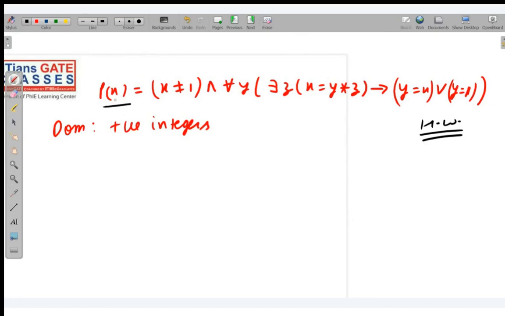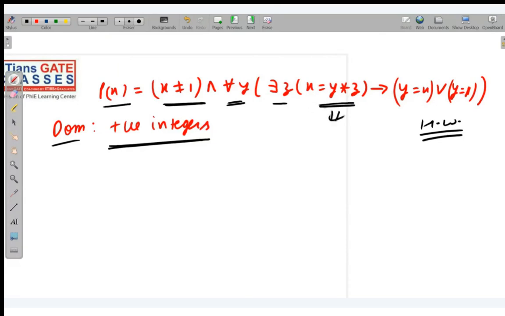Okay, so Px is a proposition. It is given as x is not equal to 1. Domain is what? It is positive integers. So x is not equal to 1, and for all y, that means for every integer you are checking, there exists z such that x is equal to yz. Directly you want to say if x is equal to yz, then y is equal to x or y is equal to 1.